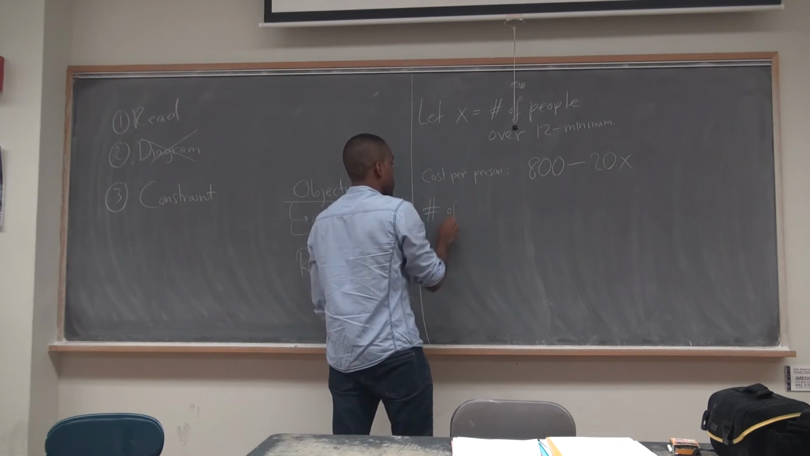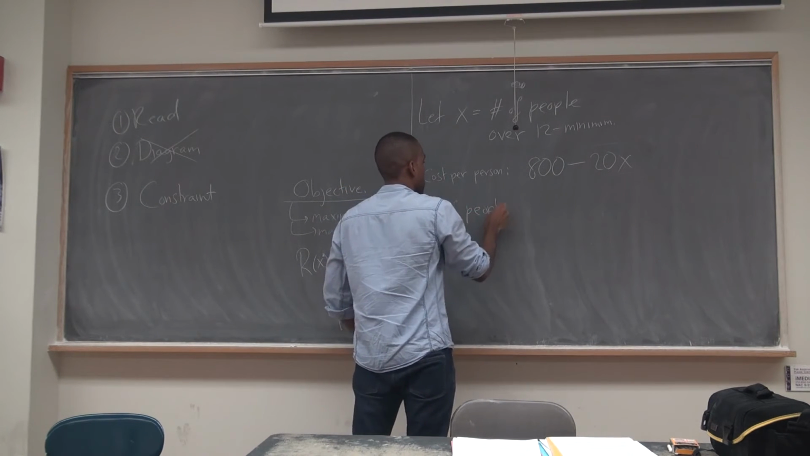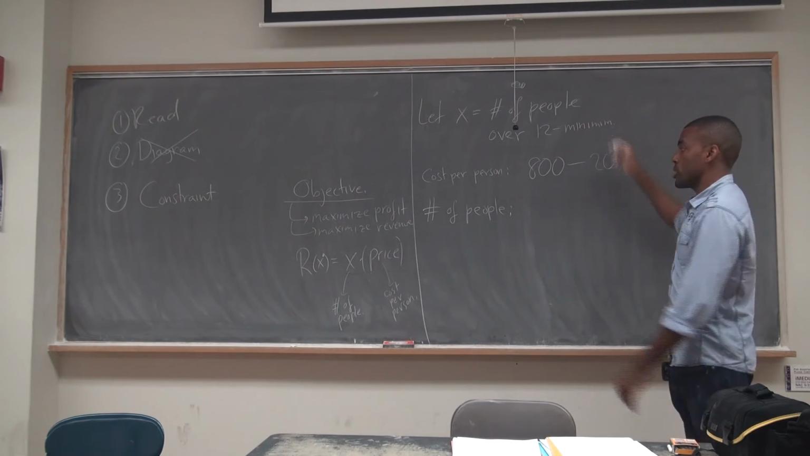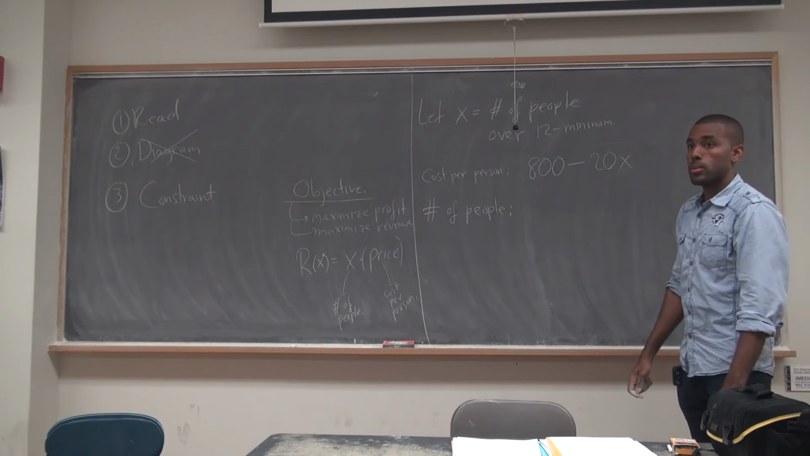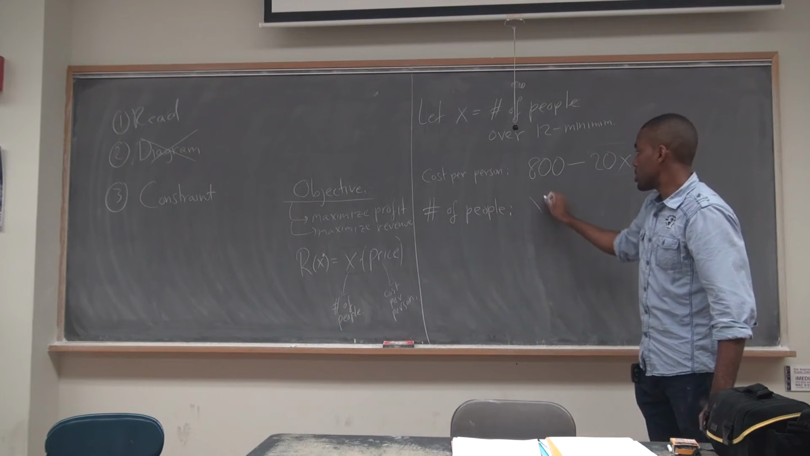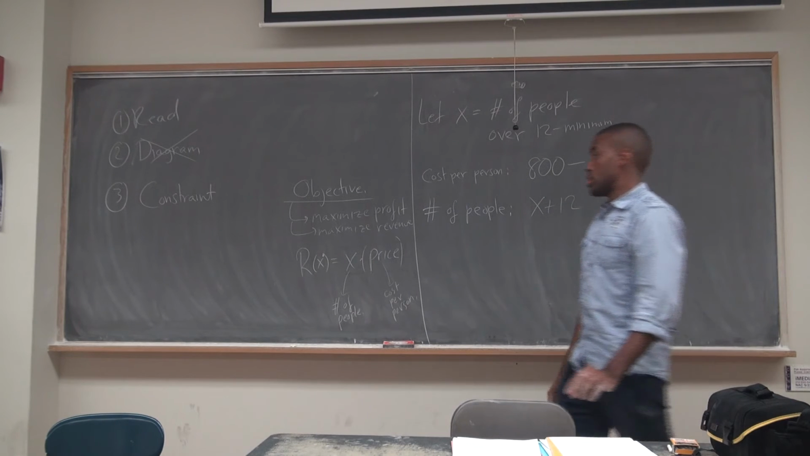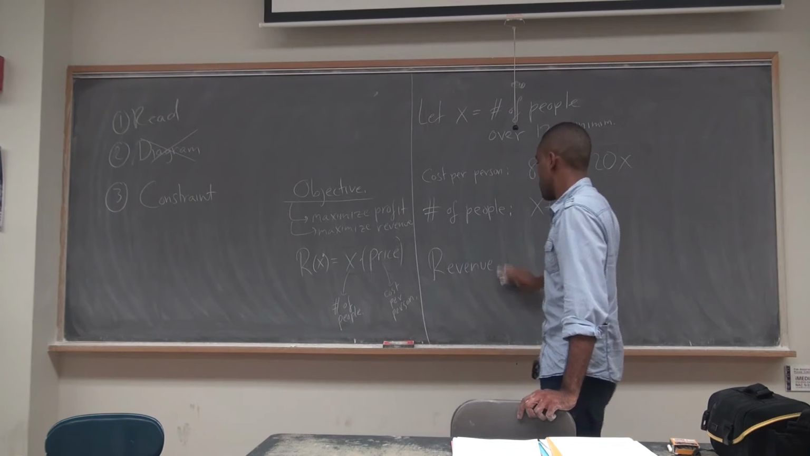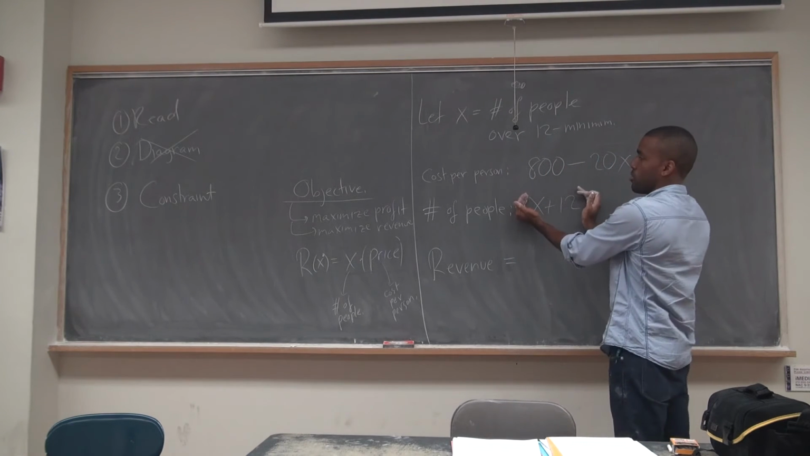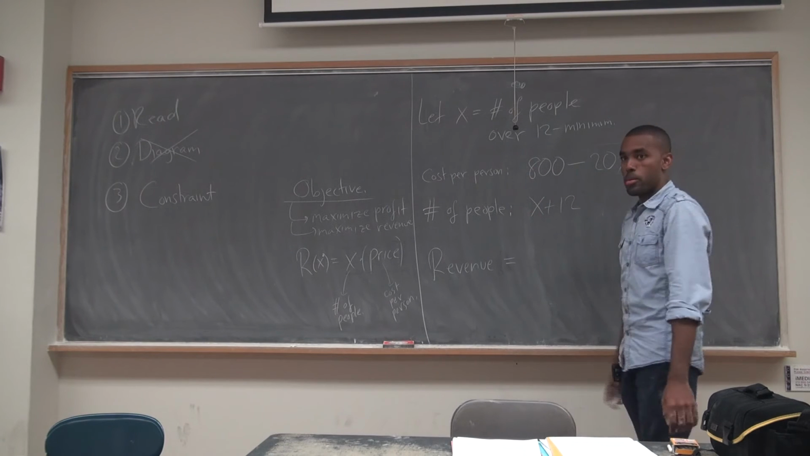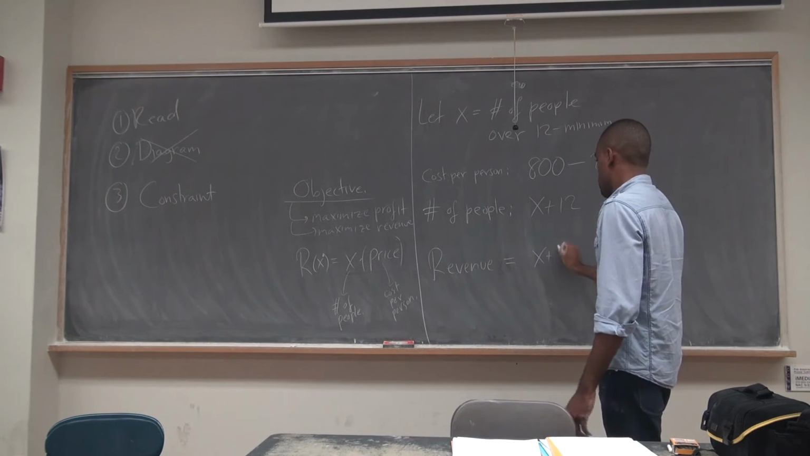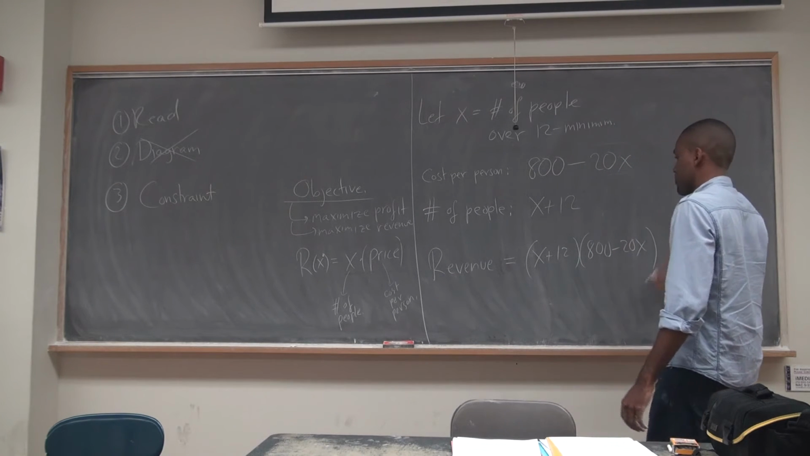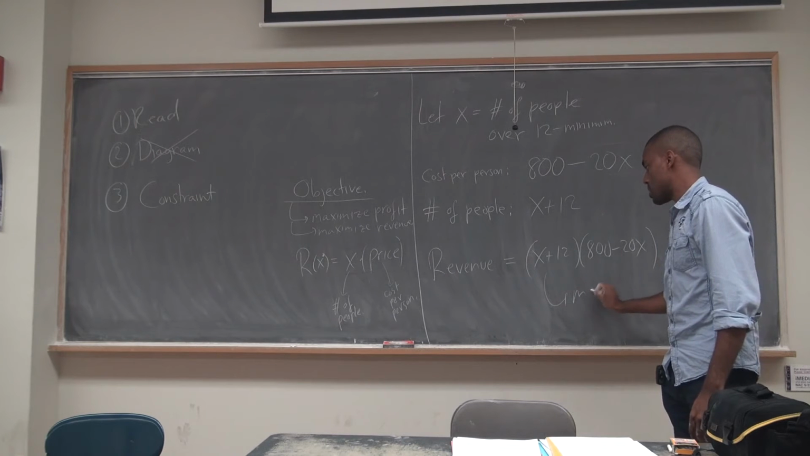So what is the number of people? X is the number above 12, so in total, how many people will I have on the boat? X plus 12. Right? Therefore, how much money will I make? I have X plus 12 people, each of them are paying this much. How much money am I making? Multiply them. X plus 12 times 800 minus 20x. And now maximize that.